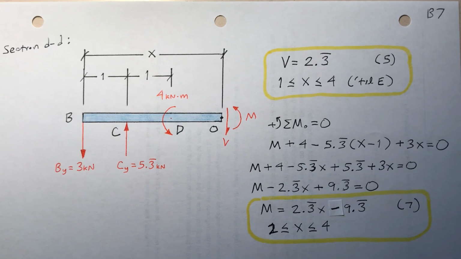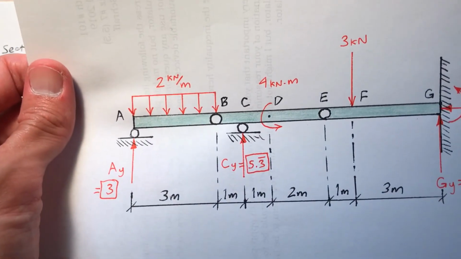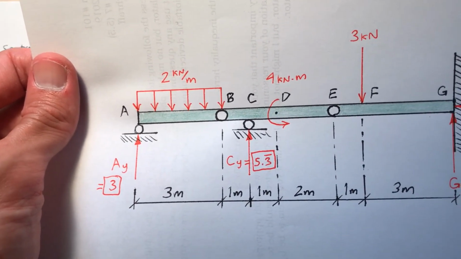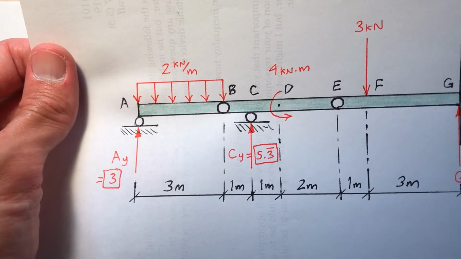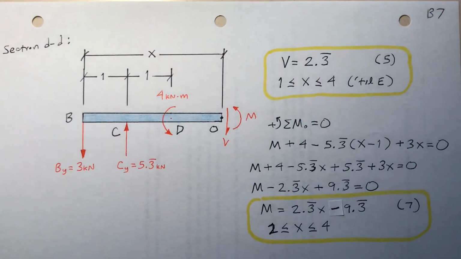2 1/3 times 4 minus 9 1/3. Okay, well that'd take me to point E. At point E there was a hinge, remember that? So the moment should be 0 at point E. So notice that X would be 4 at the point E, and the moment should be 0 at that location.